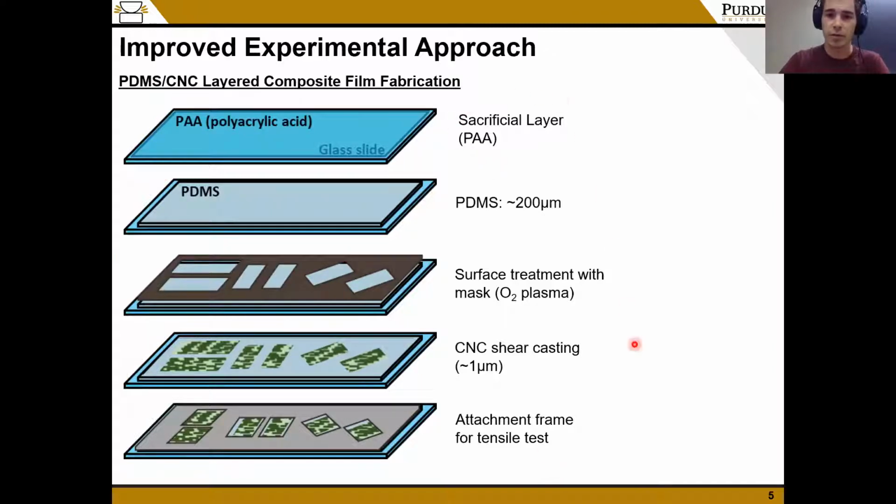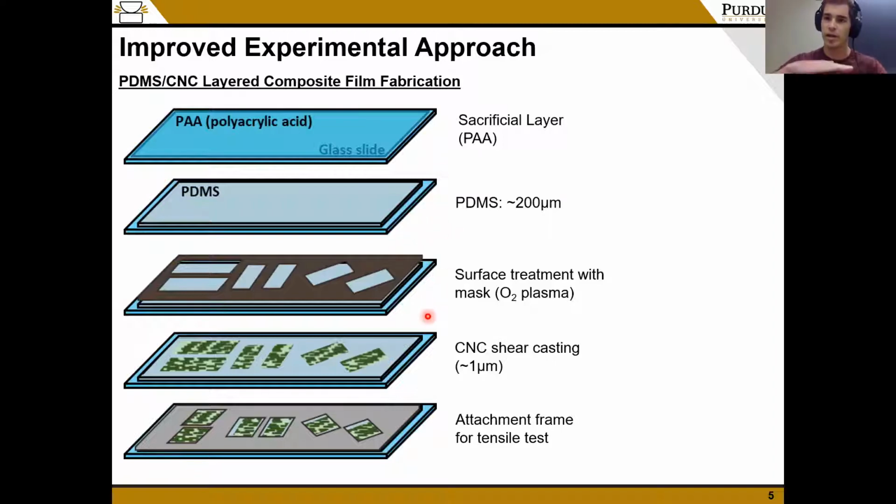So basically we have a 5-layer setup, and I'll walk you through each one of these. The first is a glass slide that keeps everything flat. Next off, we deposit polyacrylic acid. It's soluble in water, and that makes it so we don't have to pull on the films and risk fracturing the cellulose nanocrystals before we get to tensile test them. Then we do PDMS, which is our soft substrate.